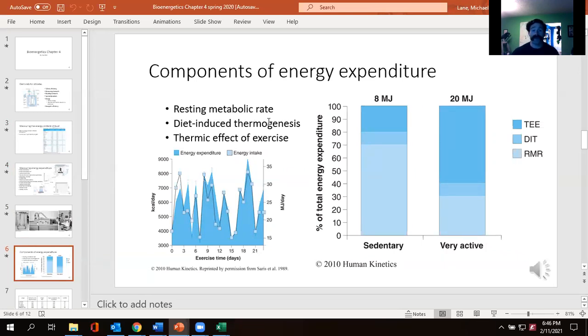So that's the thermic effect of exercise: how many calories we burn from what we're doing throughout the day. Now, the fourth one, which you guys have learned about, and this is how I can tell who listened to the lectures, is what's known as non-exercise activity thermogenesis.